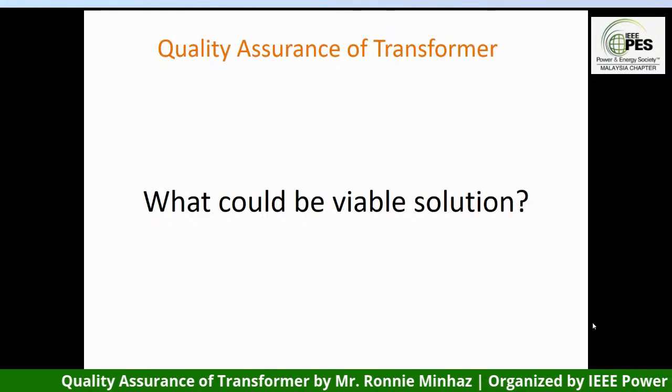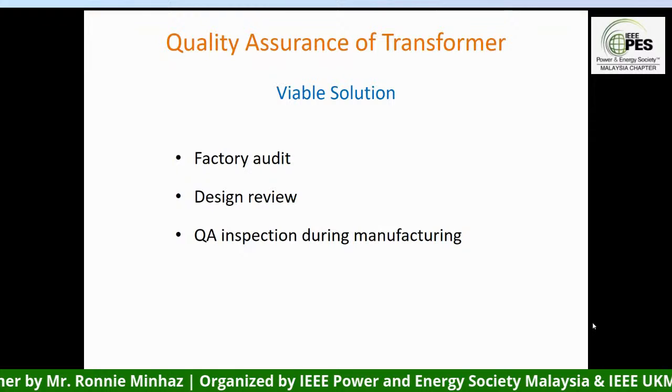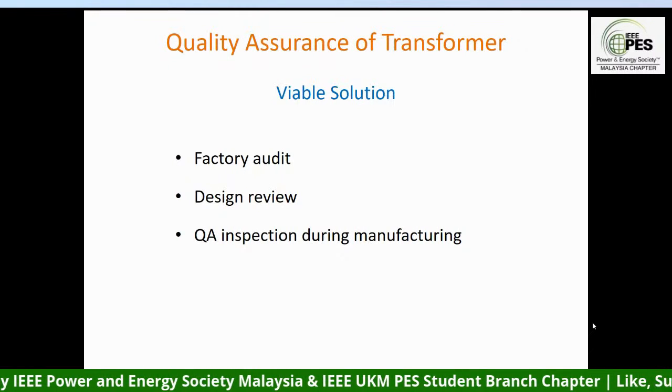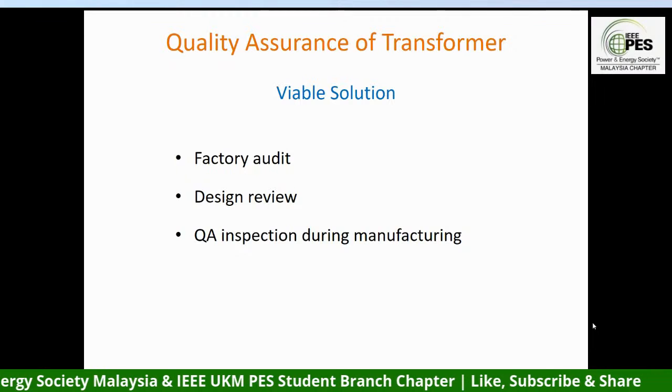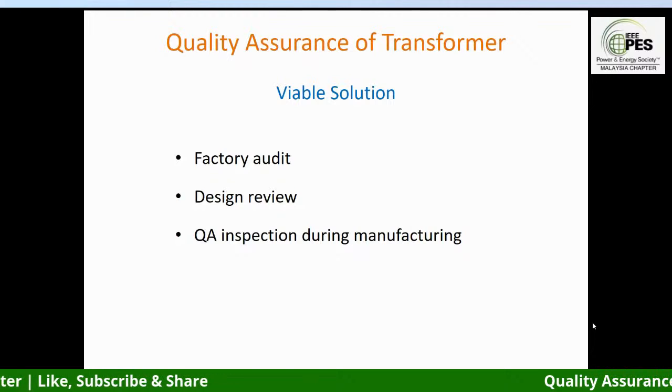Now the question comes, what can be the possible solution for those things? The possible solution can be a combination of some of these. Number one is factory auditing. Number two, design review. Number three, QAQC inspection, holding points. Let's talk about those things one by one.